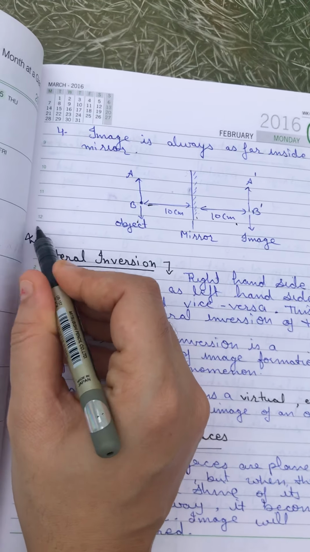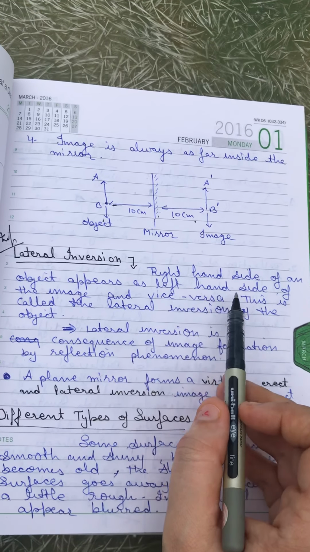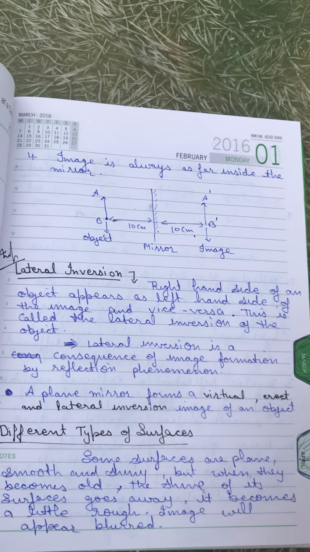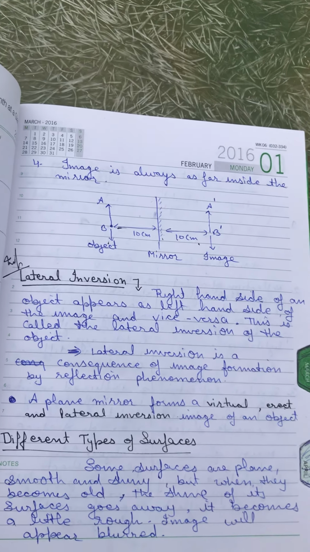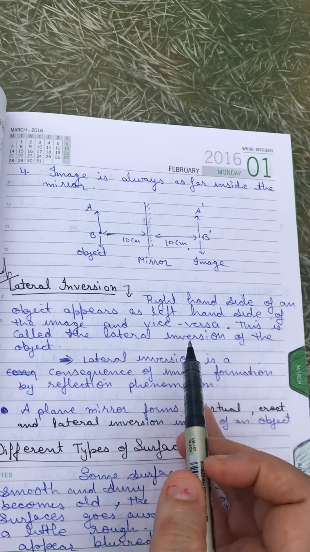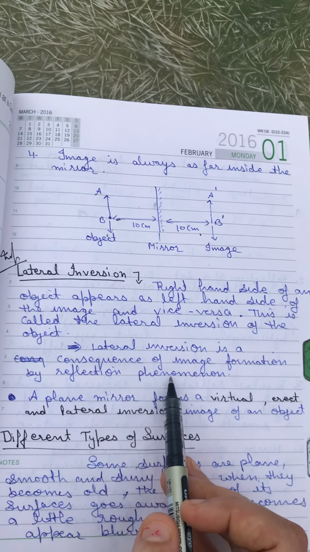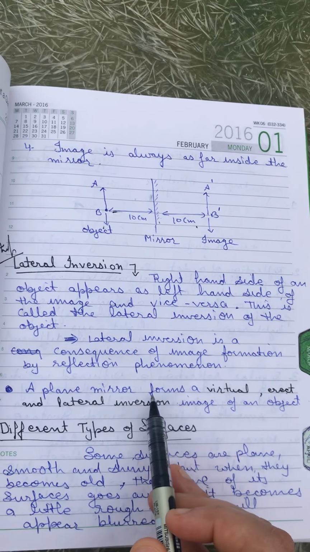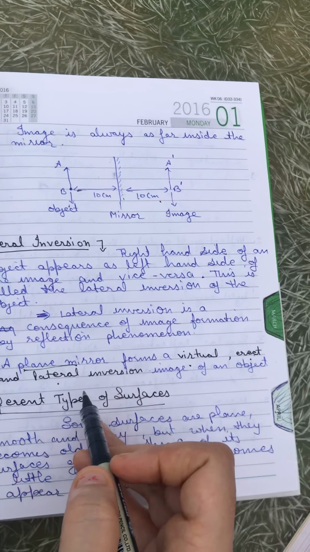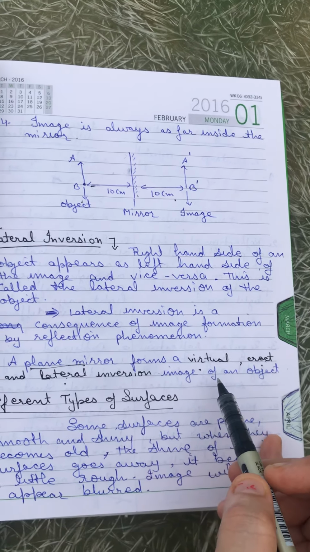This is a very important property of a plane mirror, that is lateral inversion. Lateral inversion is when the right hand side of an object appears to be the left hand side of the image and vice versa. It means if you see your left hand side in the mirror, it appears as the right hand side. If you wave your left hand, the image will wave the right hand. This left-right inversion is known as lateral inversion. Lateral inversion is a consequence of image formation by reflection of light. The plane mirror forms a virtual, erect image with lateral inversion. Okay, these are the important properties of the image formed by a plane mirror.